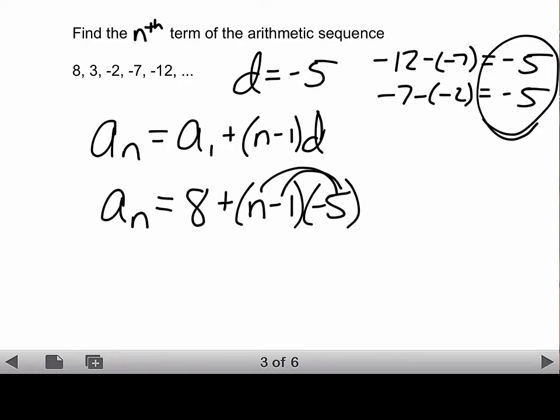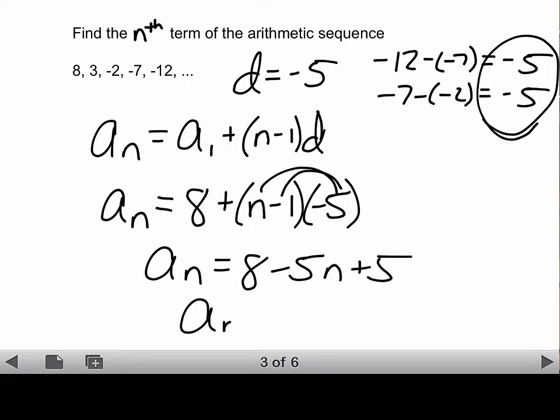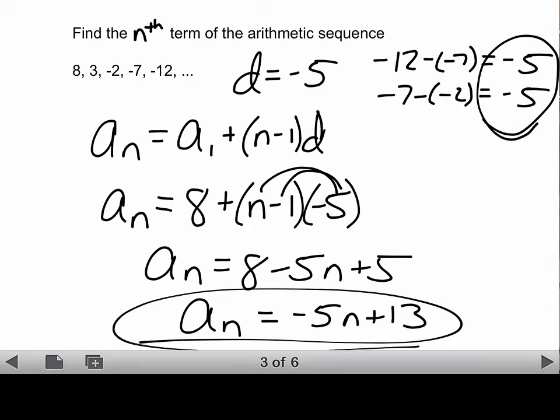Again, we can simplify this and end up with a sub n is equal to 8 minus 5n plus 5. And so a sub n is equal to negative 5n plus 13. Looks right to me. And there it is, the nth term. If we wanted to verify that this was correct, we could put various numbers in place of n and make sure that it coincides with the terms that we have, and I leave that to you. You are highly encouraged to perform that verification.